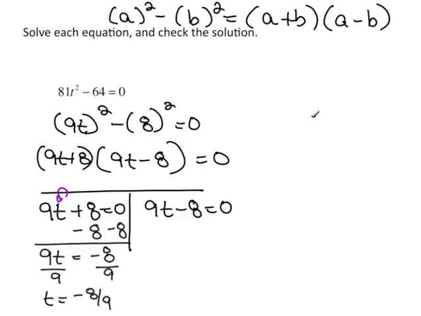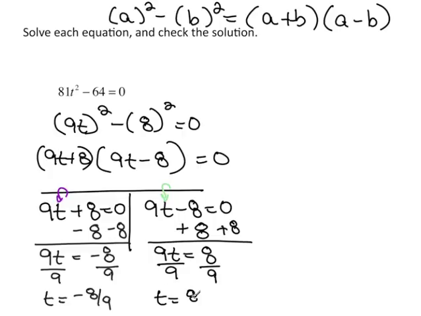Same thing with this one here. I'm trying to solve for t, so I'm going to undo what's being done. I add 8 to both sides, so I get 9t is equal to 8. Divide both sides by 9, and I get t is equal to a positive 8/9. So we did the first part. We solved the equation. Now we need to check.